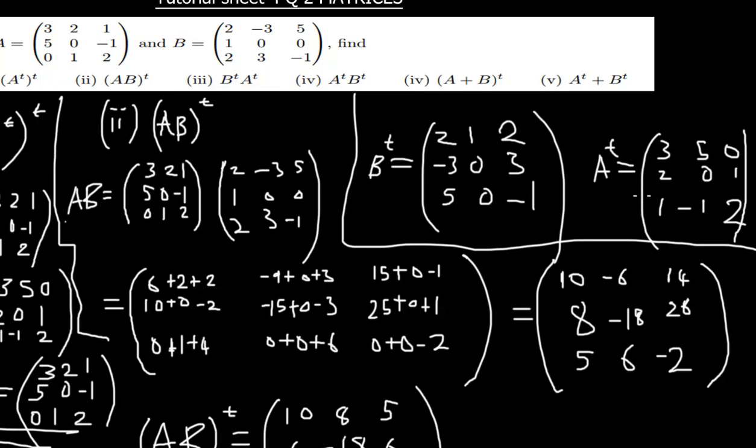So having found A transpose and B transpose, it is easier now to multiply, and I guess everyone can do that. If you want, you can solve it and then forward your solutions to me, and I will check if your answer is correct.